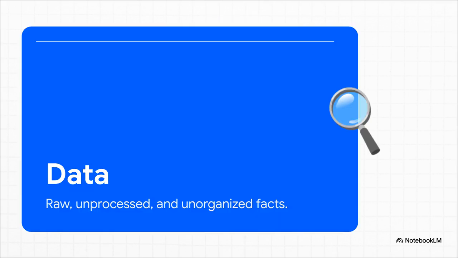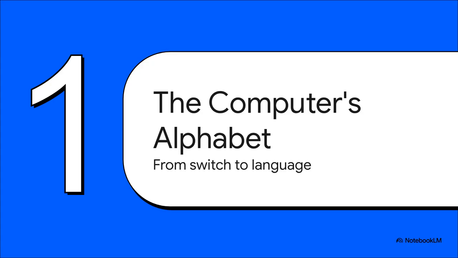To get our heads around the computer's language, we have to start with this idea of data. By itself, data is just stuff. It's raw, unprocessed, unorganized facts. Think of it like a giant pile of Lego bricks with no instruction manual. It's just the raw material. And for a computer, that raw material is even simpler than a single brick. So, how does a computer take all that raw stuff and make sense of it?